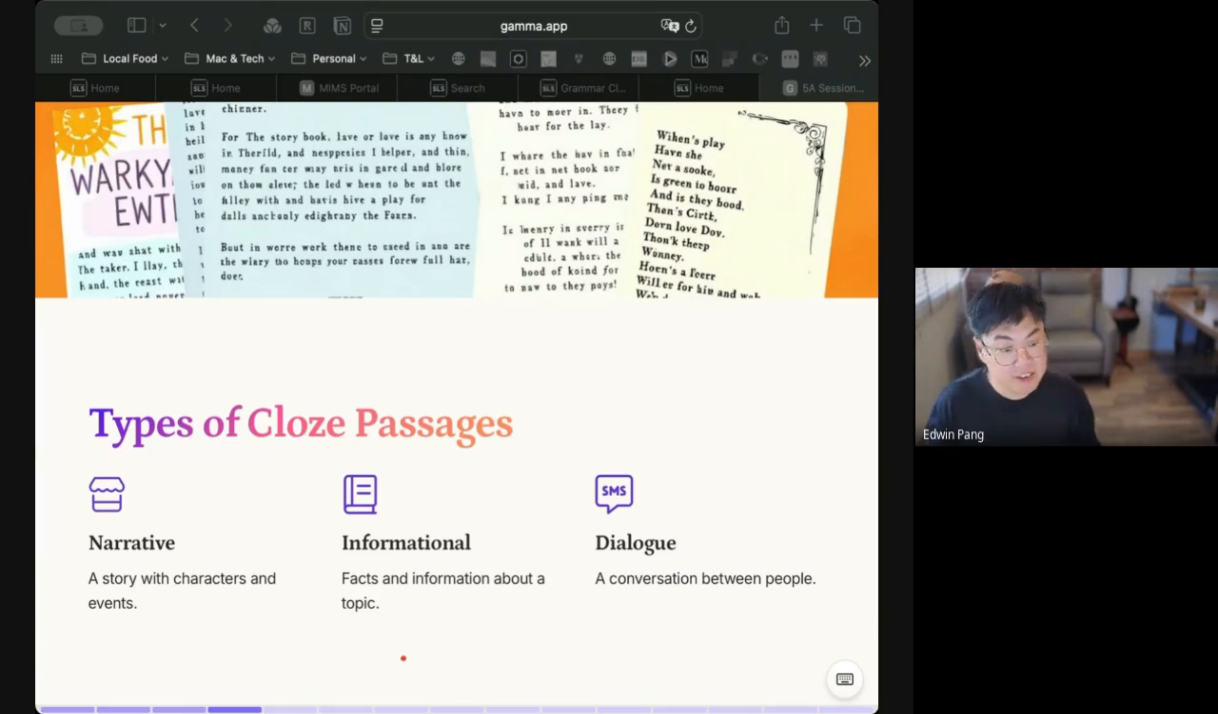Whereas narratives are just stories, it's quite easy for you to guess the answers based off of all the stories that you read, right? Information texts tend to be a bit more challenging, okay? But that's something I thought it would be interesting for you all to know.